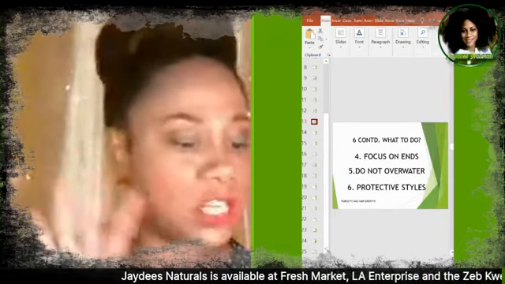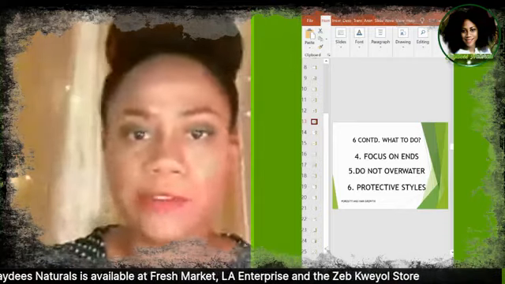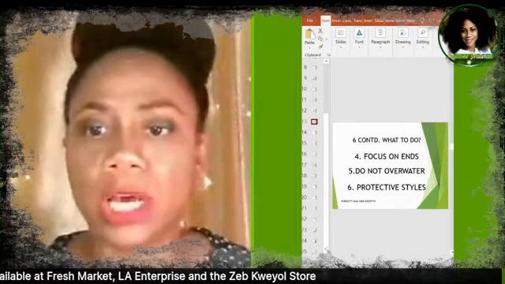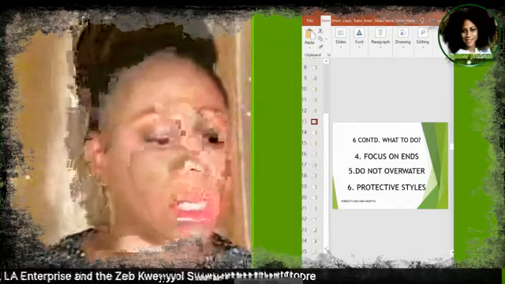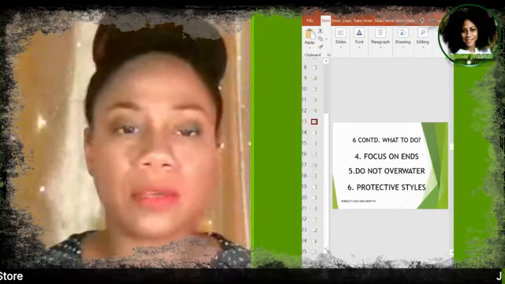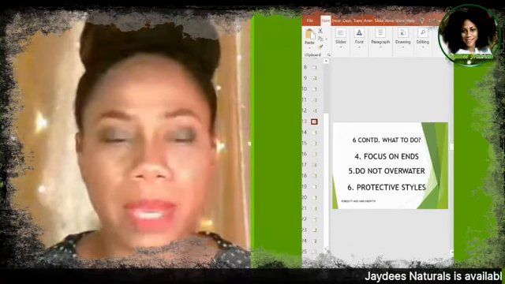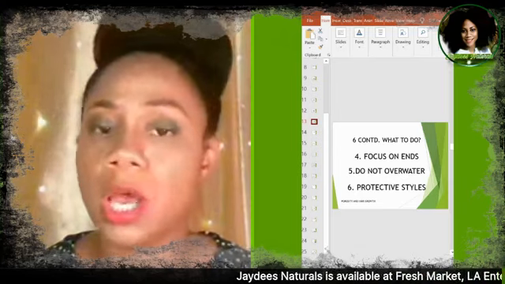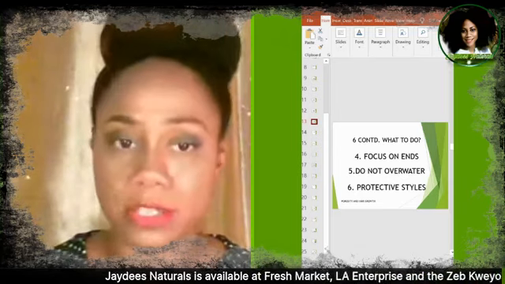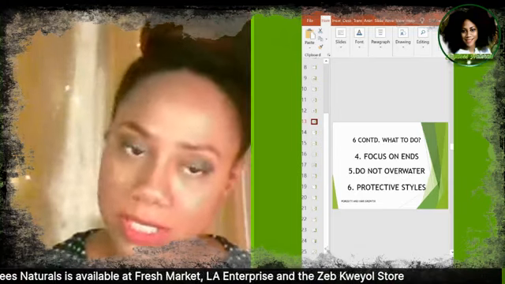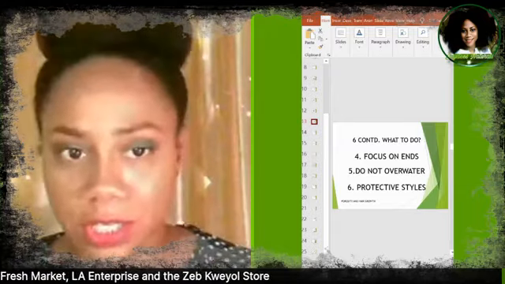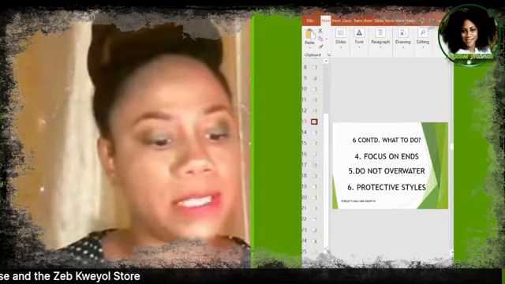So I think I've touched on everything for low porosity. I hope you all understand what it is about. And with all hair types, I recommend that you keep your hair stretched, moisturized and stretched. You will see the difference in your retention of your hair.